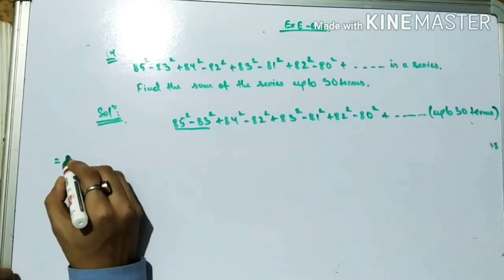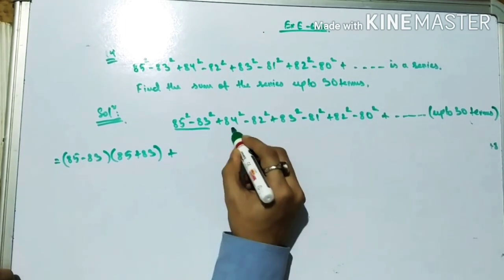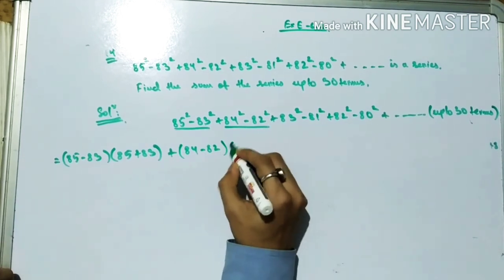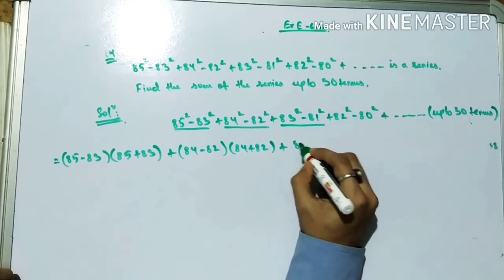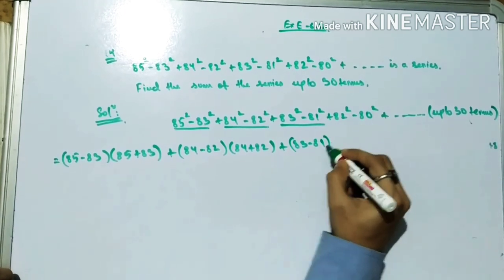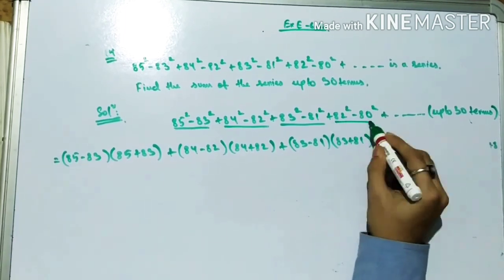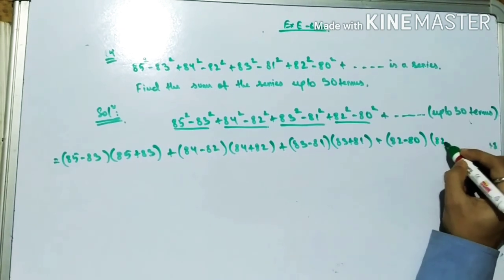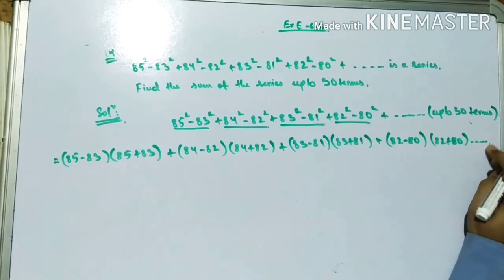This one I can write as 85 minus 83 into 85 plus 83. These two I can write as 84 minus 82 into 84 plus 82. This one I can write as 83 minus 81 into 83 plus 81. This one I can write as 82 minus 80 and 82 plus 80, dot dot dot.